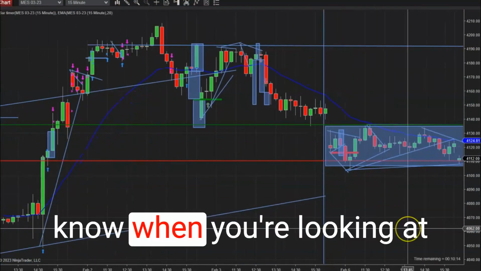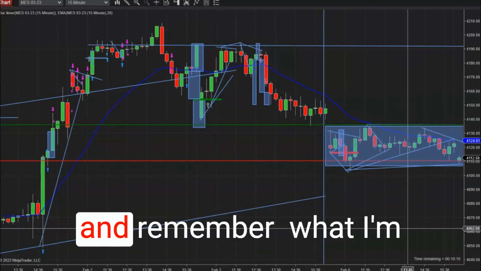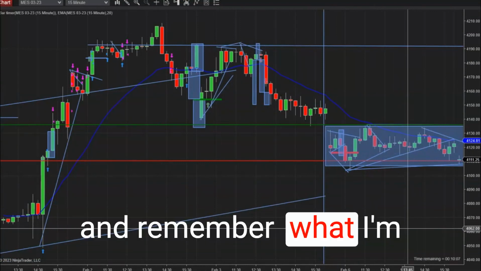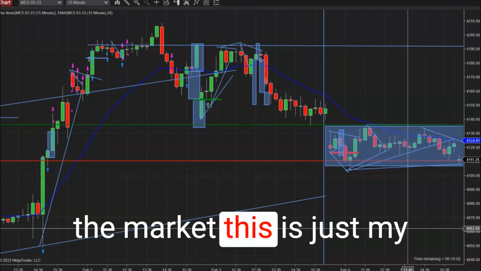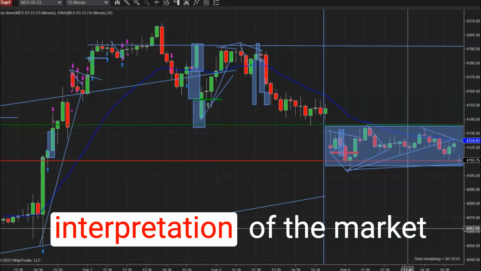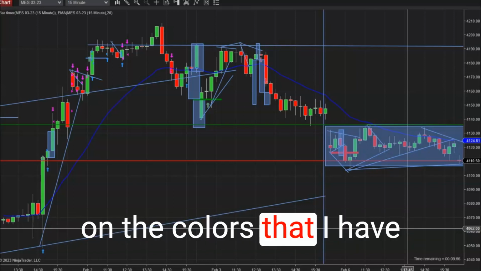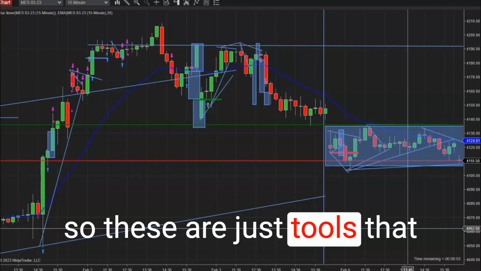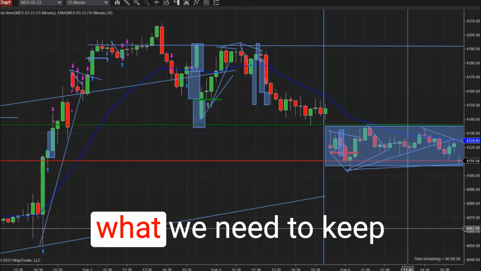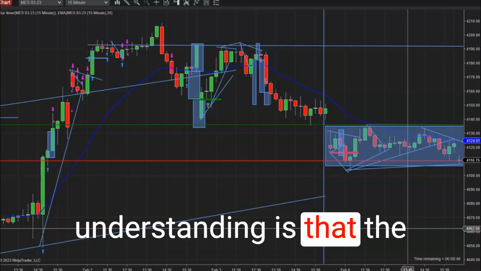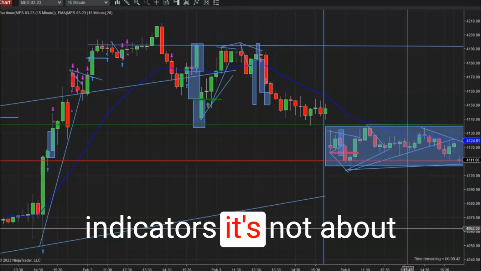And this is the thing, when you're looking at charts, everyone wants to know what time frame you're using. Remember, what I'm looking at right now on this chart isn't really the market. This is just my interpretation of the market based on the time frame and the colors that I have on here. These are just tools that help us understand where the buyers and sellers are. What we need to keep understanding is that the market is about buyers and sellers. It's not about indicators. It's not about prediction.